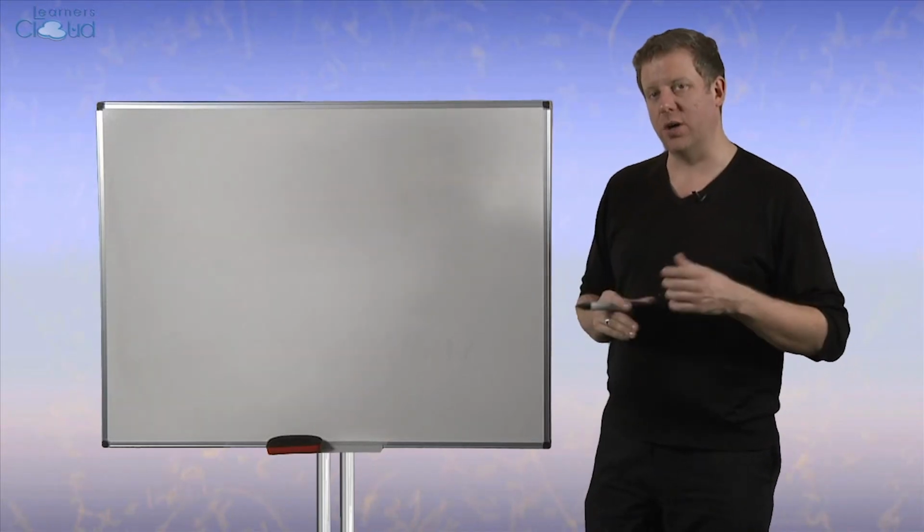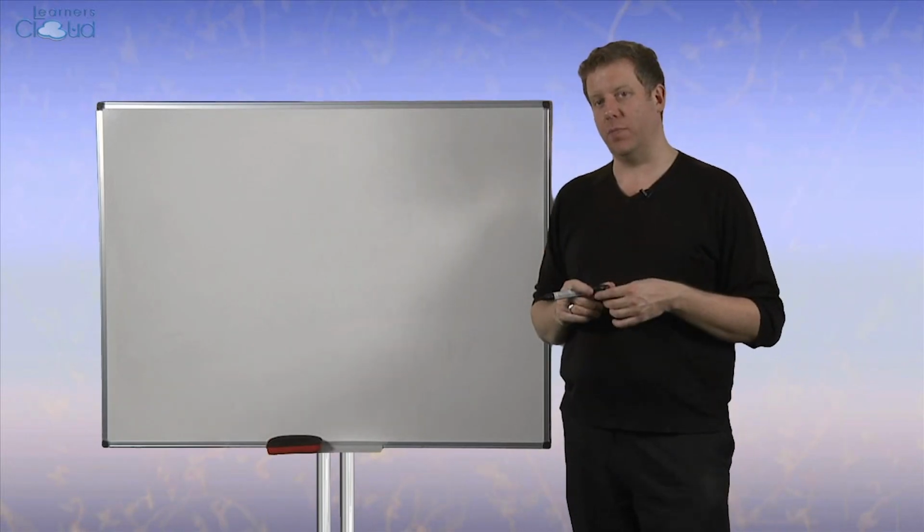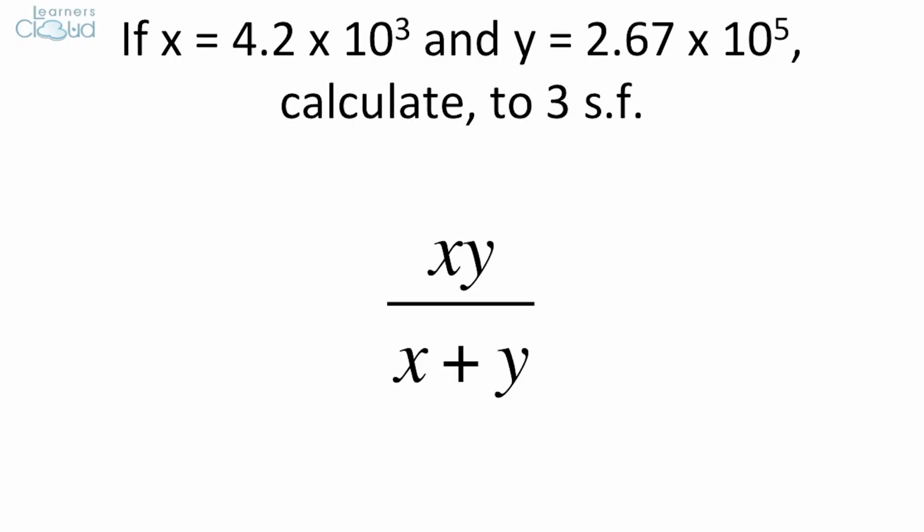So, one of the harder types of questions you may get on this particular topic we've been looking at is one like this, where they actually give you the two standard form numbers as x's and y's, and then give you an algebraic expression that they want you to evaluate using those numbers. All you need to remember in this is they're only going to ask you to perform skills you already know how to do. So if we look at this question, they tell us that x equals 4.2 times 10 cubed, and y equals 2.67 times 10 to the power of 5. And they would like us to calculate to three significant figures, xy over x plus y.